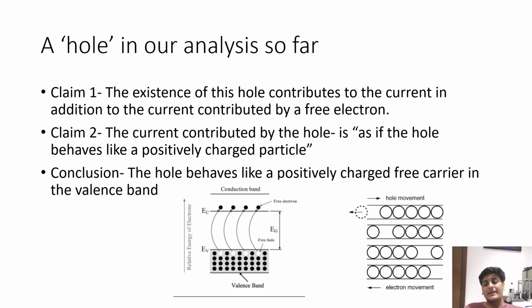Now, electron being a negative charge, the amount of current that will be caused in the same time for this to move from here to here is the same amount of current as if a positive charge were to move from here to here, right? So what that essentially means is that this electron moving from right to left is the same as the hole moving from left to right. So the current contributed by the hole is as if the hole behaves like a positively charged particle, and therefore we can derive the conclusion that the hole behaves like a positively charged free carrier in the valence band.